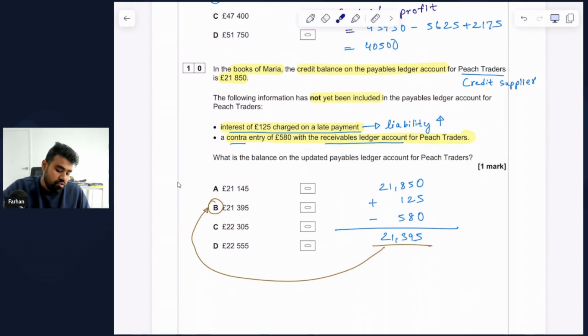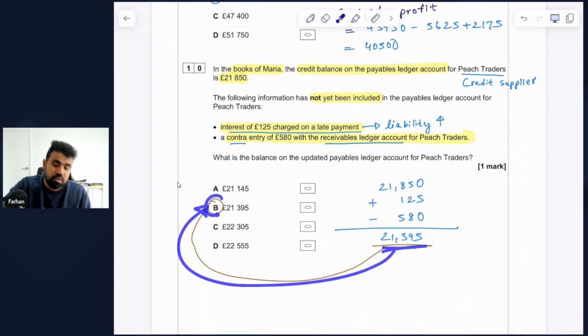Then we see a contra entry of 580 with the receivables ledger account for Peach Traders. What does a contra entry simply mean? Maria has been buying goods on credit from Peach Traders and still hasn't made the payment. Let's just say Peach Traders came to Maria's shop and took some items worth 580. That is what is being offset here. So we subtract 580, which reflects a reduction in the balance Maria owes to Peach Traders. And that's how we get 21,395, and therefore the correct option will be option B.